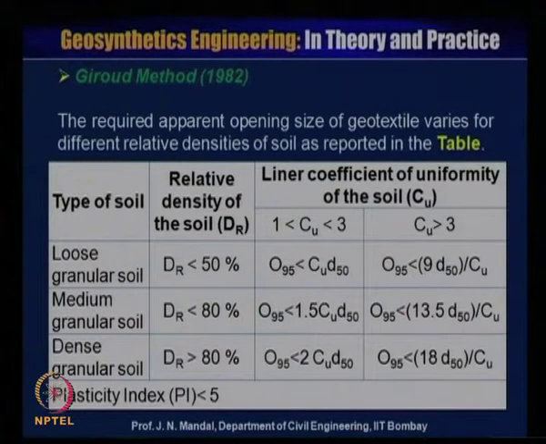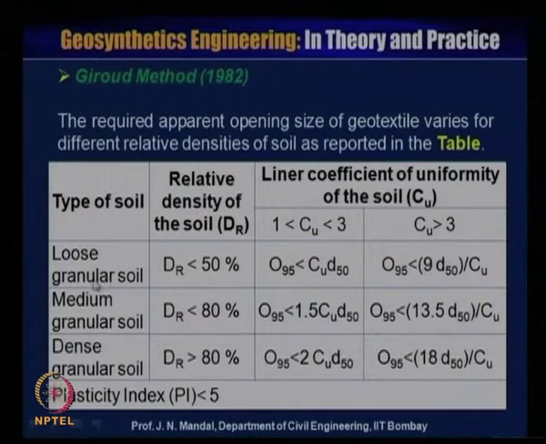Now, this is Giroud method 1982. So, the required apparent opening size of the geotextile varies with the different relative density of soil. You can see the type of soil, relative density of the soil Dr, and the coefficient of uniformity of the soil Cu. So, from the grain size distribution curve you can determine what is Cu.